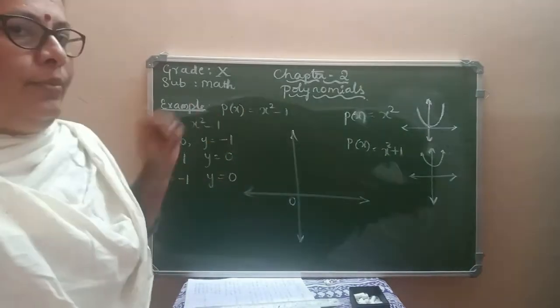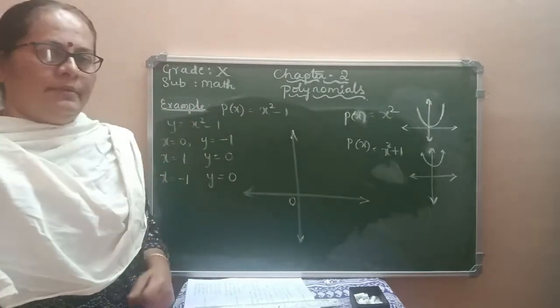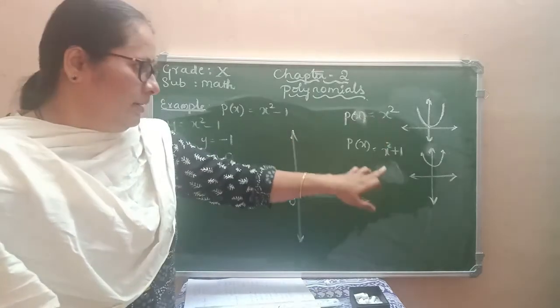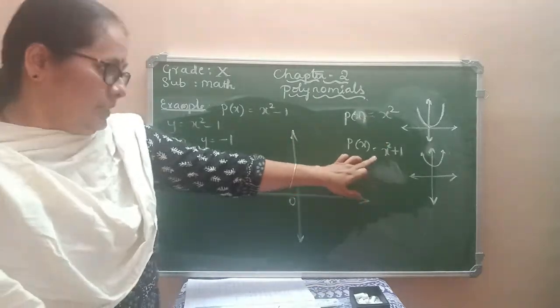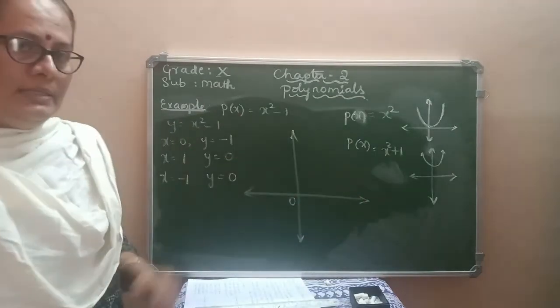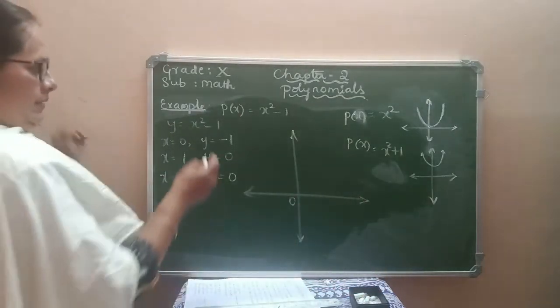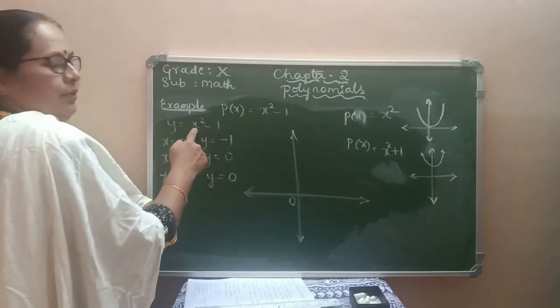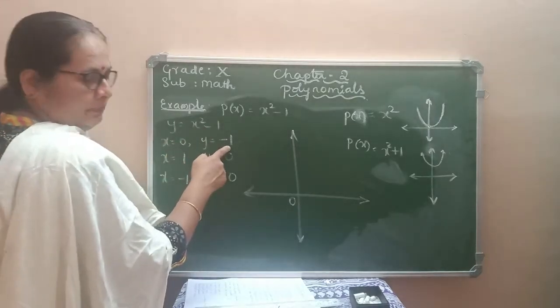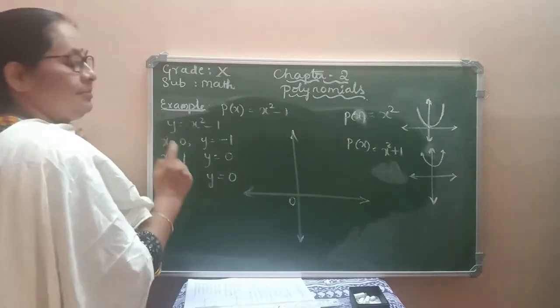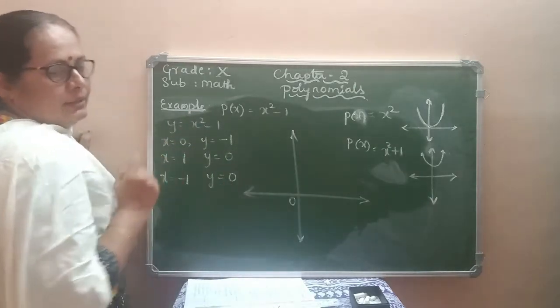So, we'll take one more example. P of x equals x square minus 1. First we took x square. Next is x square plus 1. And this one is x square minus 1. Now in this one, when x is 0, y is minus 1. And when x is 1, y is 0. When x is minus 1, y is 0.